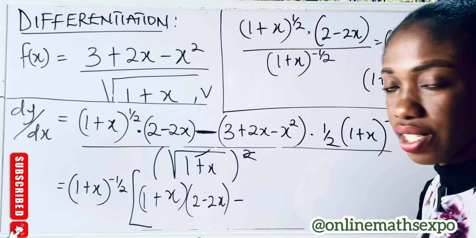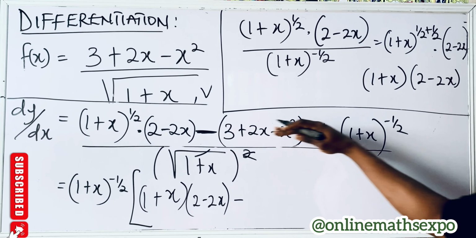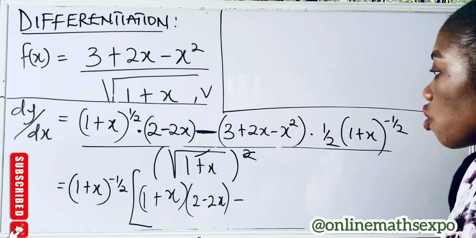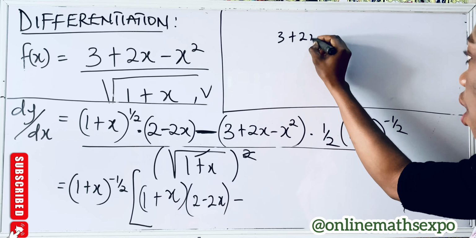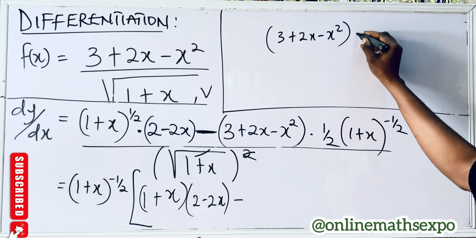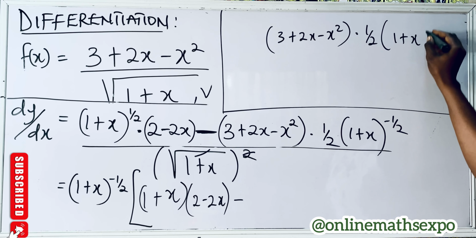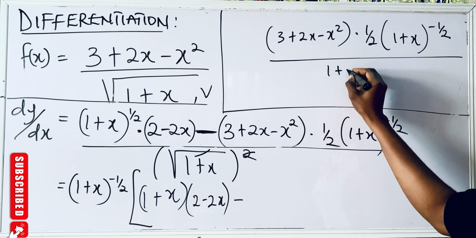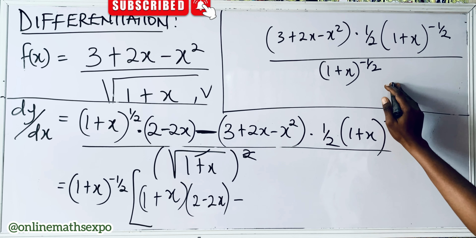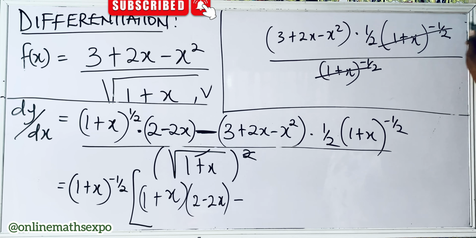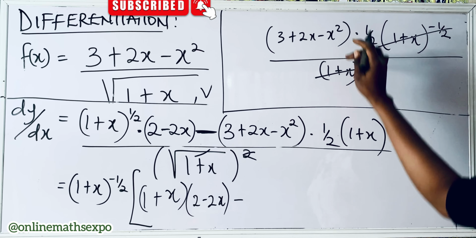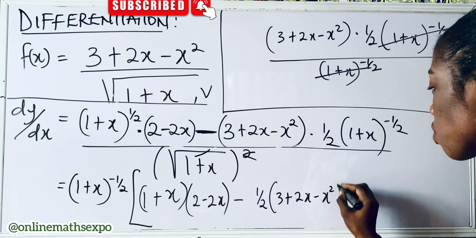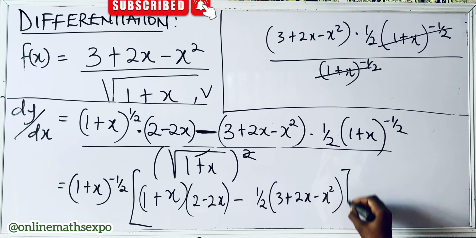Return your subtraction sign. Then use this to also divide this side of the expression. And if you do that, see what you get. You're going to now have 3 plus 2x minus x squared multiplied by half into 1 plus x to the power of half divided by this value you factored out. You will notice that we have to cancel this. So in that case, you are going to be left with half bracket 3 plus 2x minus x squared. So this is what we have.